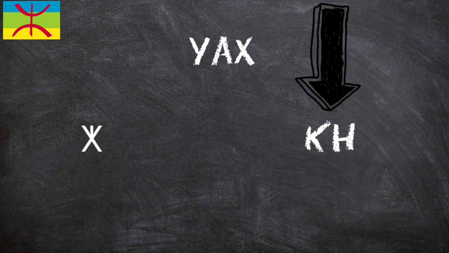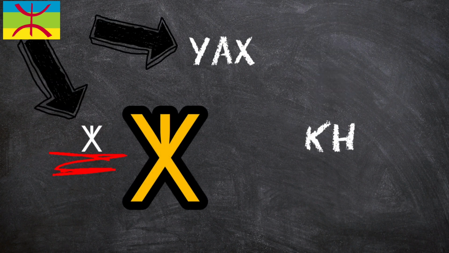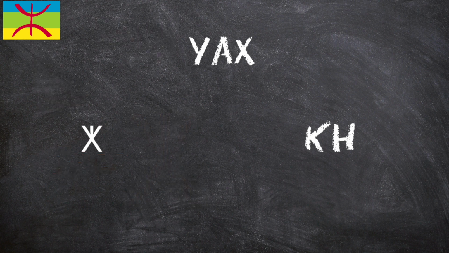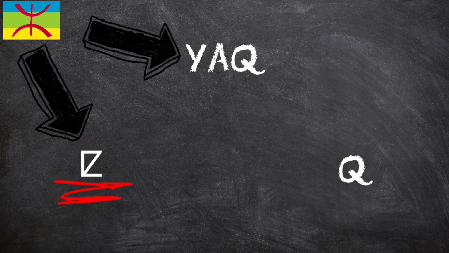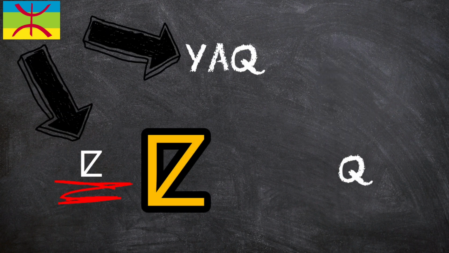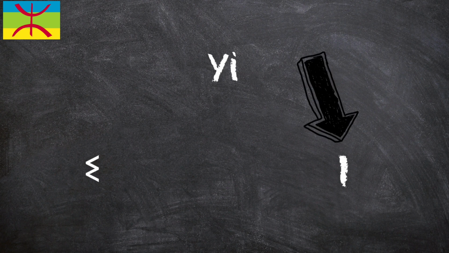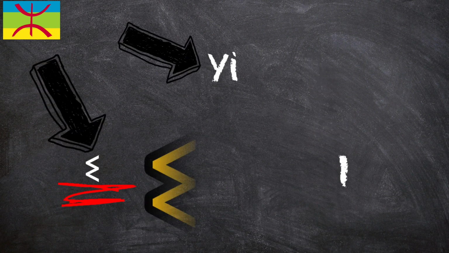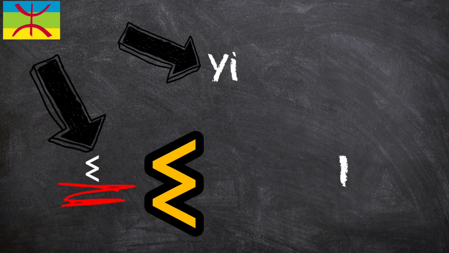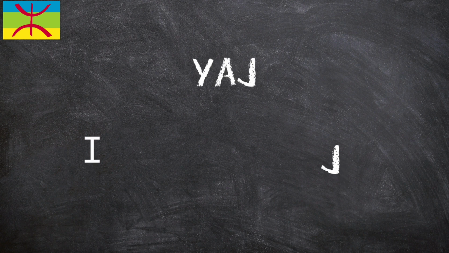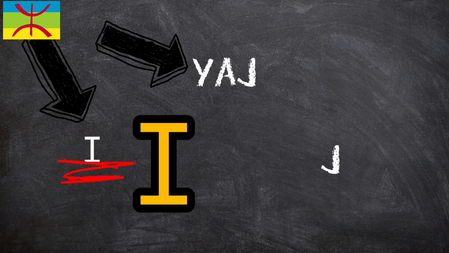Cha, yacha. Q, yokka. It's not quite Q, but it's like qa, yokka. Fricative sound. I, ye. J, yaj.